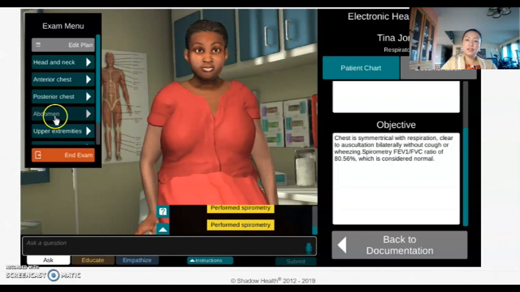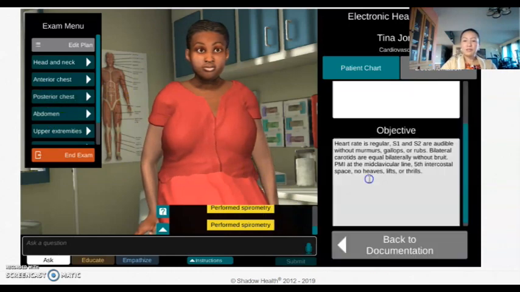And now going down to the cardiovascular system, heart rate is regular, S1 and S2 are audible without murmurs, gallops or rubs. Bilateral carotids are equal bilaterally without bruit. PMI at the mid-clavicular line, fifth intercostal space, no heaves, lifts, or thrills.